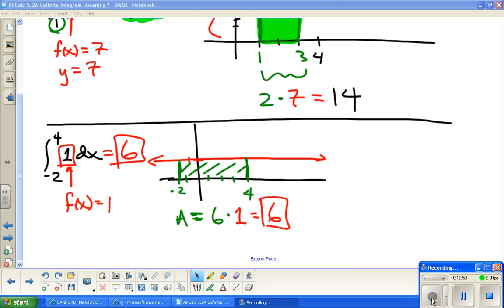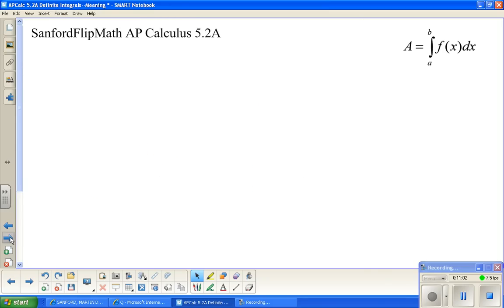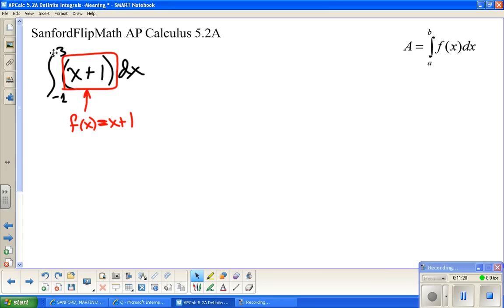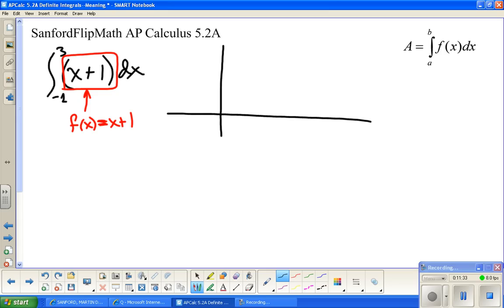All right, let's do something just a little bit more interesting. Let's not get crazy or anything. Let's go from -1 to 3, and let's do x plus 1 dx. Again, this is the integrand. So this is f of x. Now we're going to do a little graph like we have been doing. It's just that instead of being a horizontal line, it'll be a little more interesting.